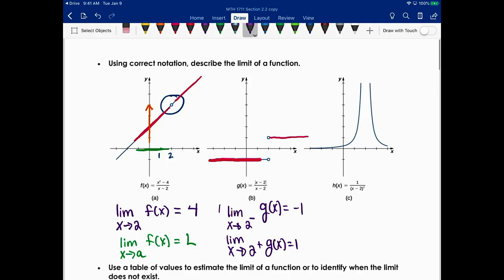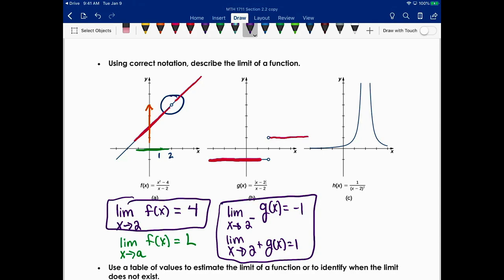So these are called one-sided limits, where I'm looking at just coming from one side. This, where I don't have a direction indicated, that would be a two-sided limit. So you'd have to be coming in from both sides.